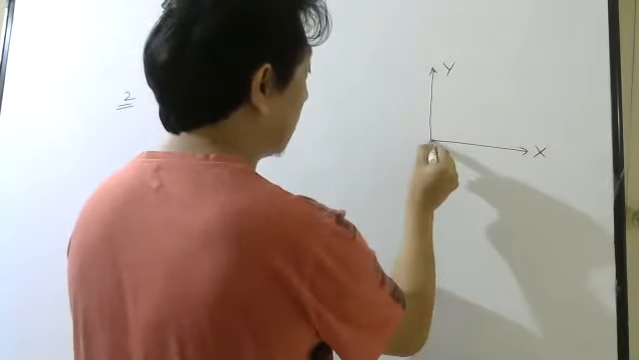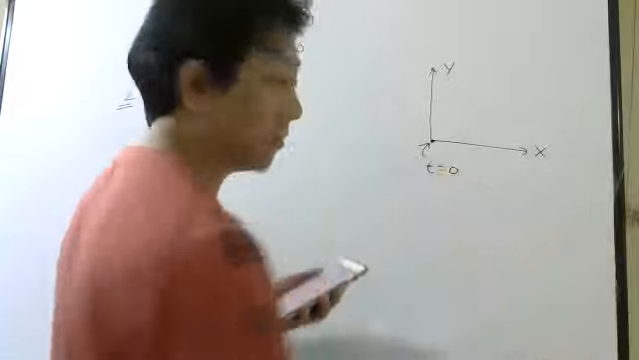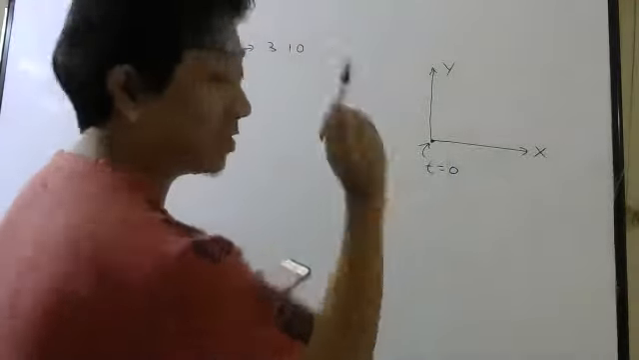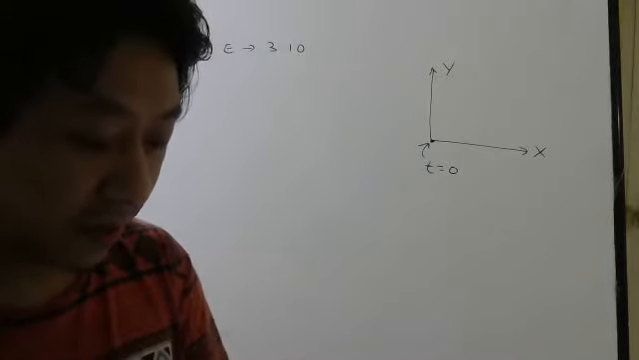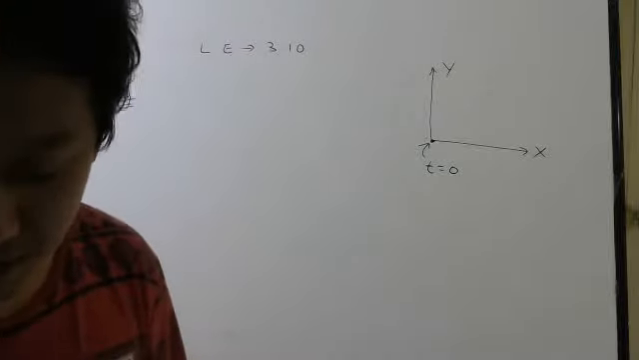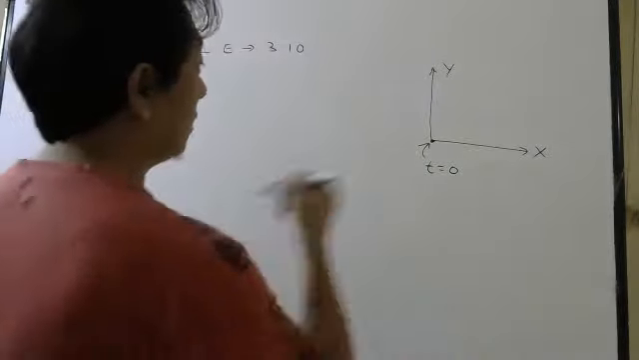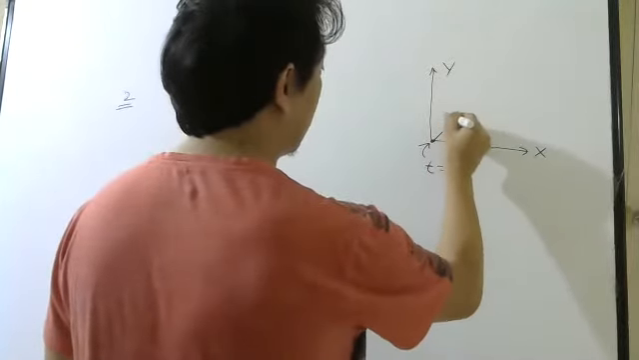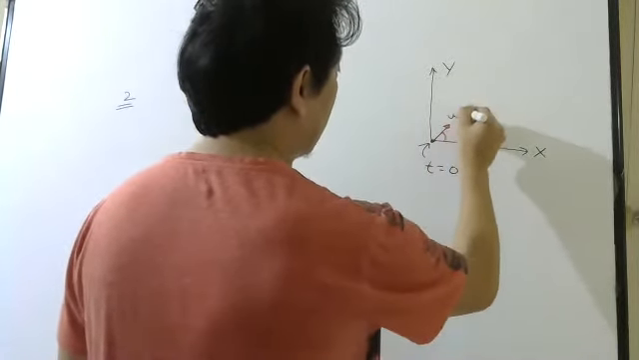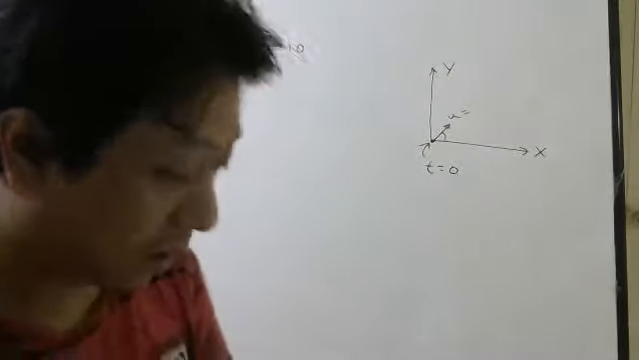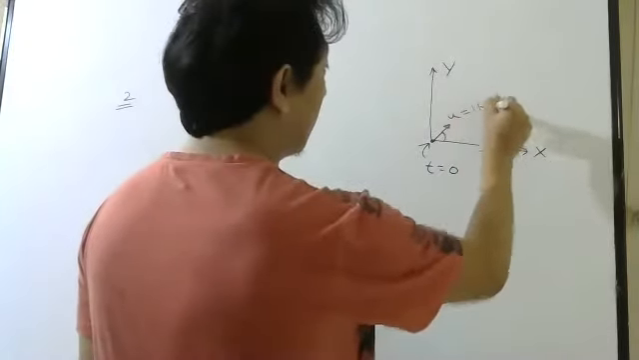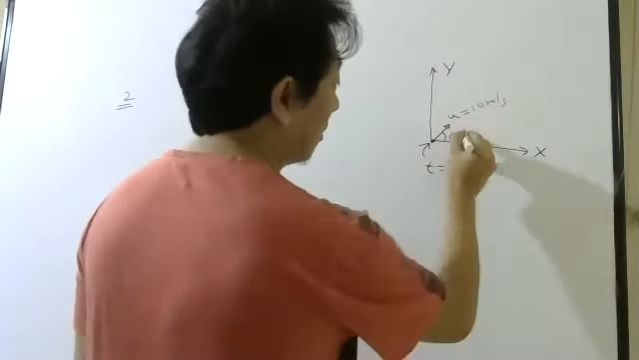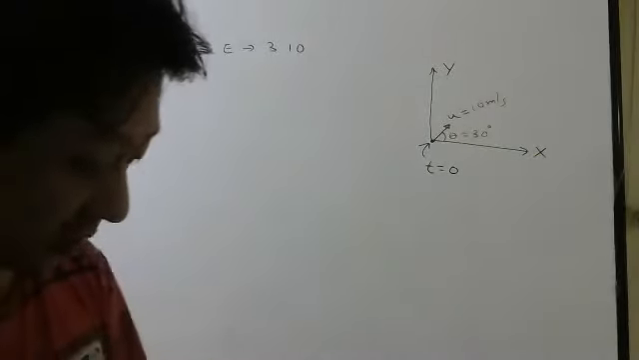So the particle starts from here. That means this is your t equal to 0. So at time 0, the particle starts from origin, has an initial velocity of 10 meter per second, 30 degree with the x-axis. So how will you draw? Initial velocity is here. This is your initial velocity. What is the value of the velocity? The magnitude of the velocity is 10 meter per second. At what angle they told? Theta, let me write. How much? 30 degree. These are your initial conditions.